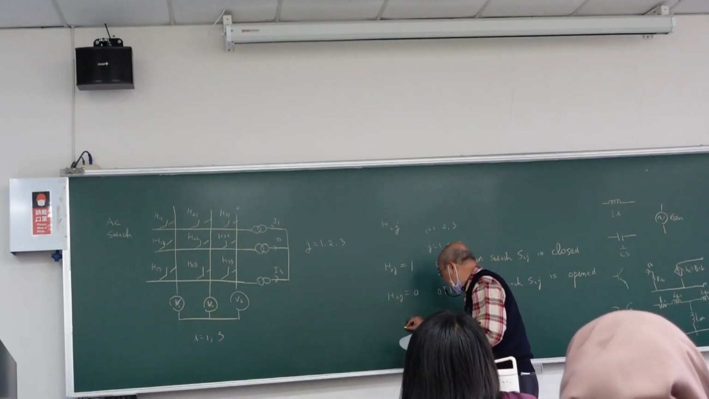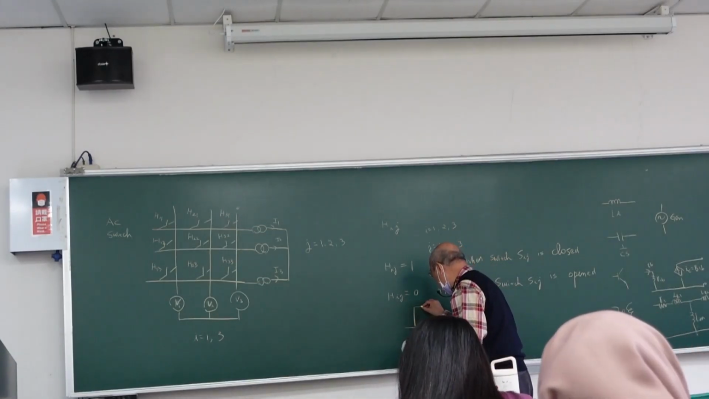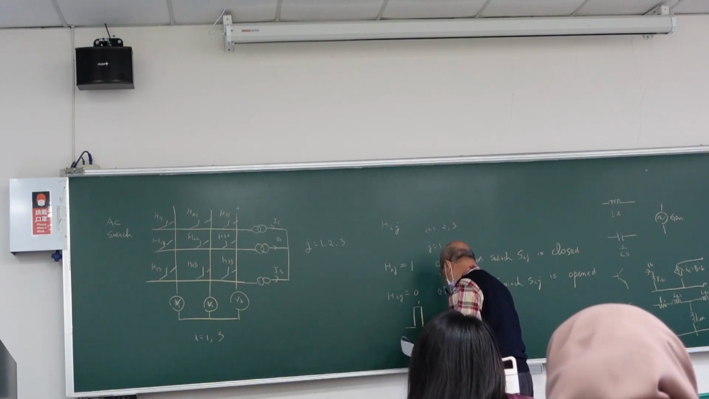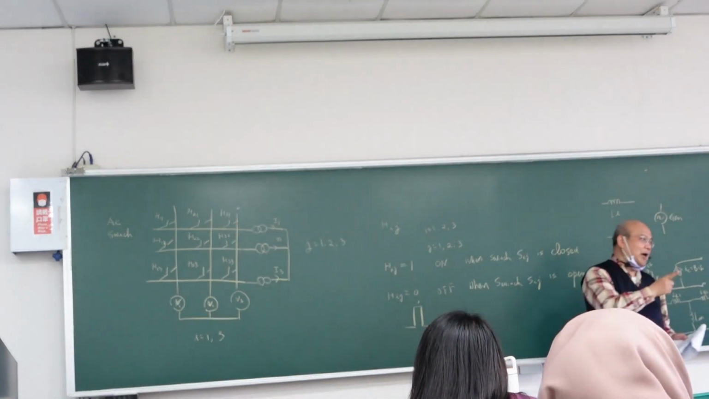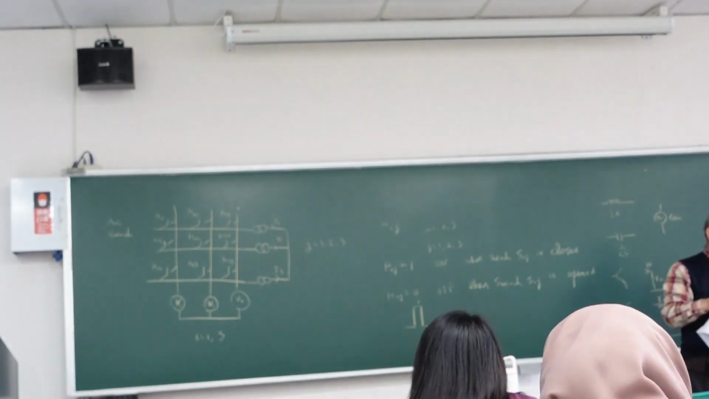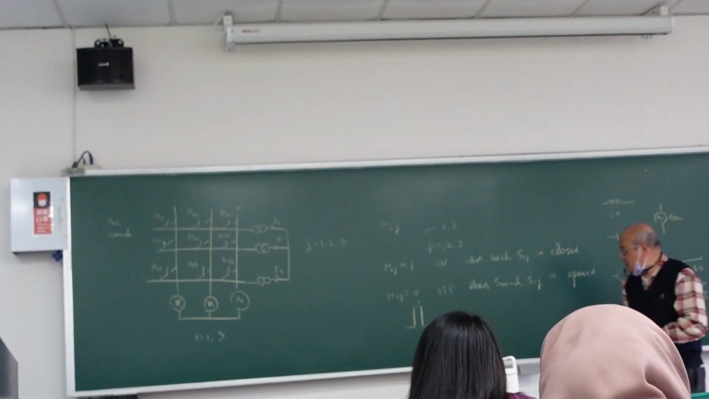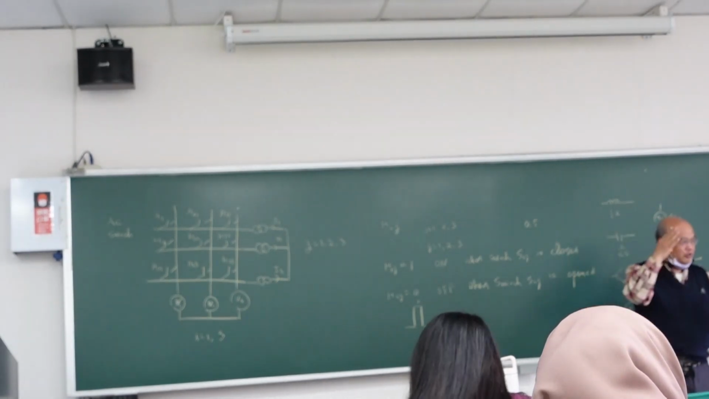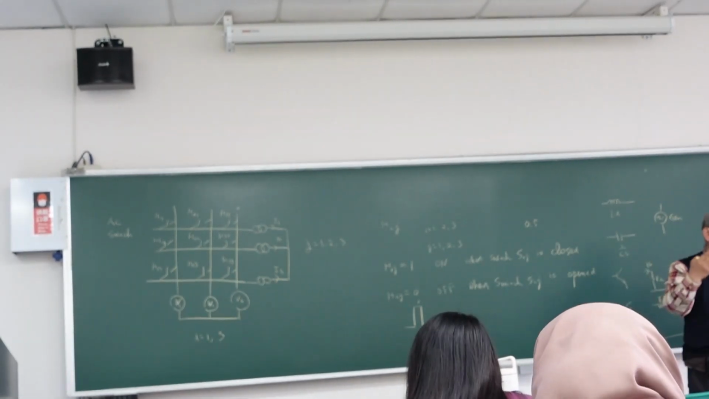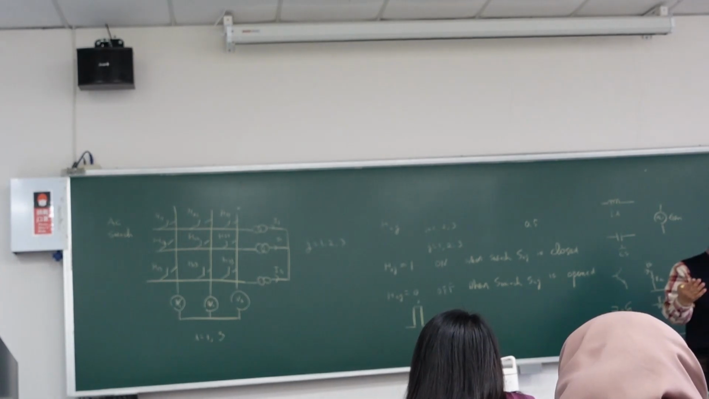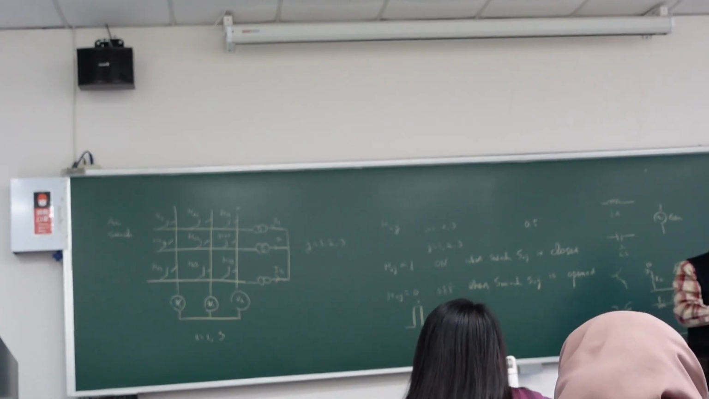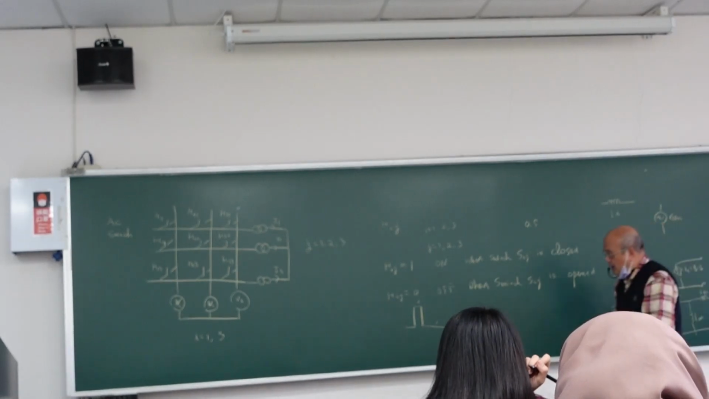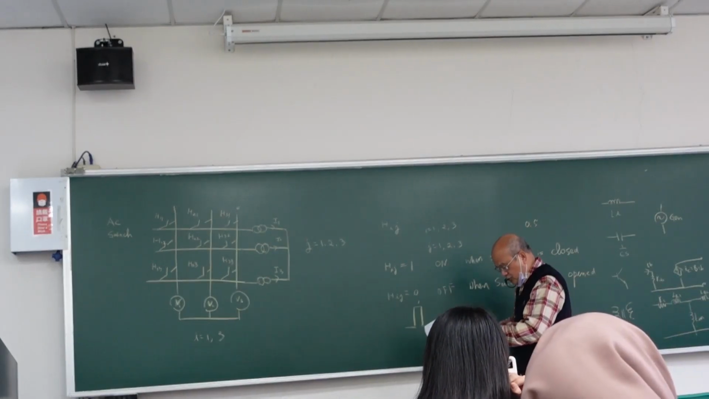If a switch turns on, we have 1. If a switch turns off, we have 0. So only a 1 and a 0, only 2 states. Can you say the switch is 0.5? A switch is 0.5. What does this mean? Impossible, right? Only 1 and 0. So sometimes the switch is on, sometimes the switch is off.